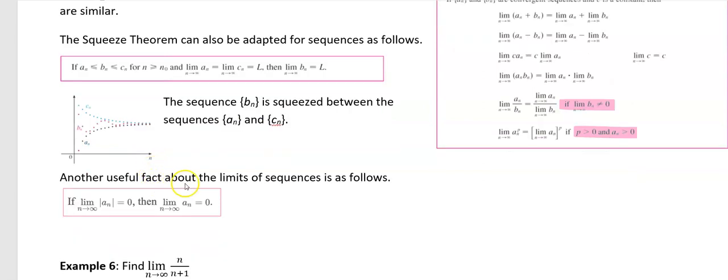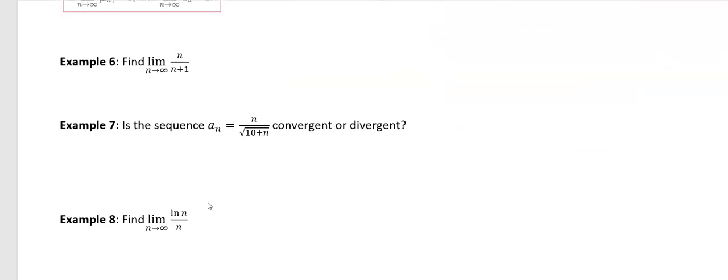And then finally, another useful fact about limits of sequences is that if you have the absolute value of a sequence, and the limit as n approaches infinity equals 0, then the limit without the absolute value would also equal 0. So what we're going to do is do several examples to try and finish this out. We're going to do several of these and then practice some of the ideas that we've just talked about.